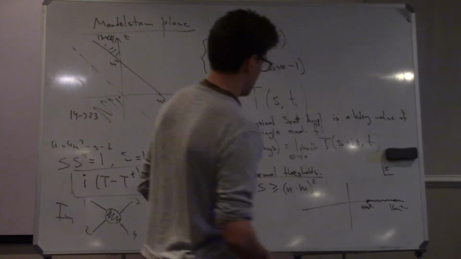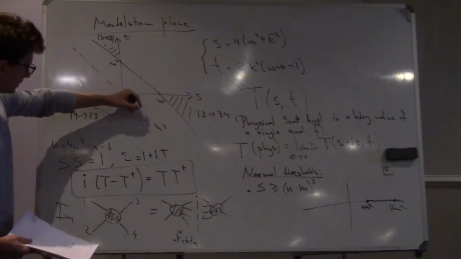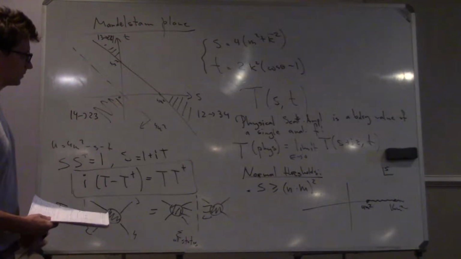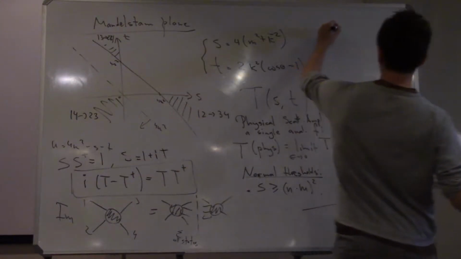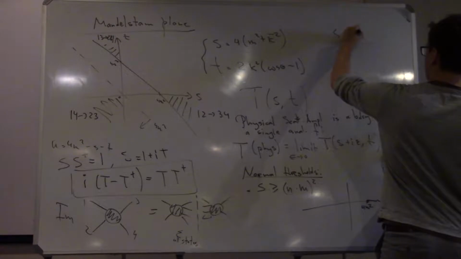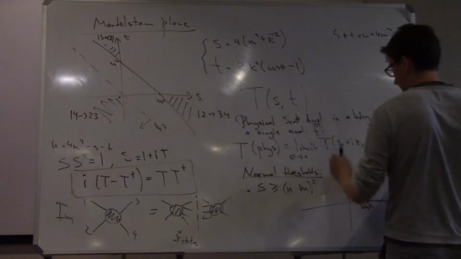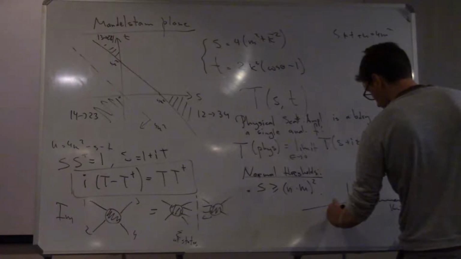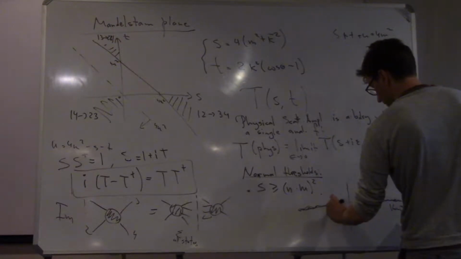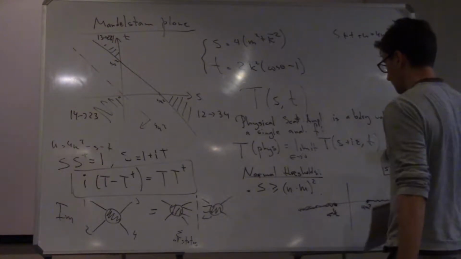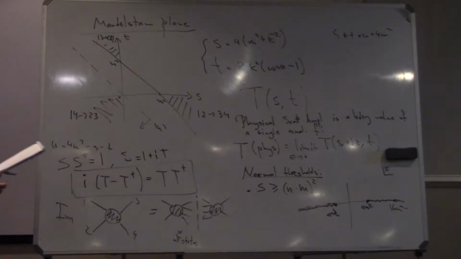And similarly, you can go to this other channel, 1 and 4 to 3. So when U is equal to 4m squared, recall that S plus T plus U is equal to 4m squared. So when U is equal to 4m squared, S is equal to minus T. So similarly, there is a cut here, which starts at minus T and goes all the way to minus infinity.